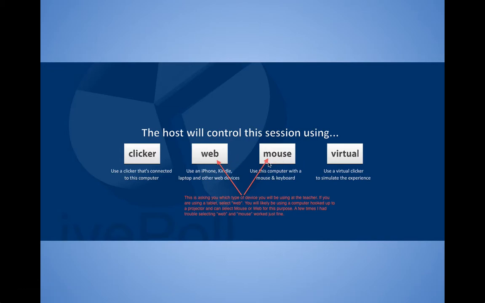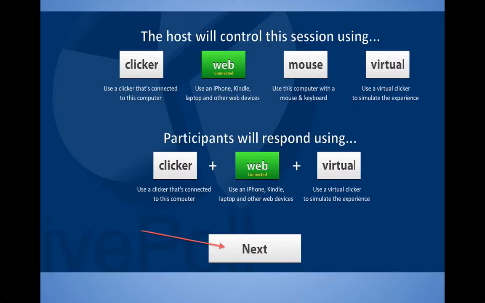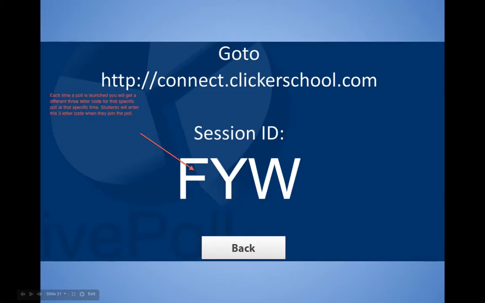I know that doesn't sound like the best advice, but I've asked the company exactly what the difference is between these. But if you're likely using a computer hooked up to a projector, you can choose web or mouse. And then the participants will be responding using most likely the web if they're on a laptop or an iPhone, anything that is web-based where they'll be going to a website. So you click web, or you could have chosen mouse, and go to next.